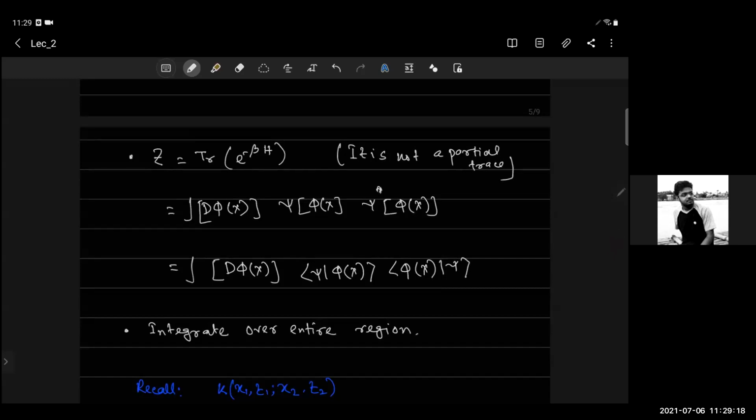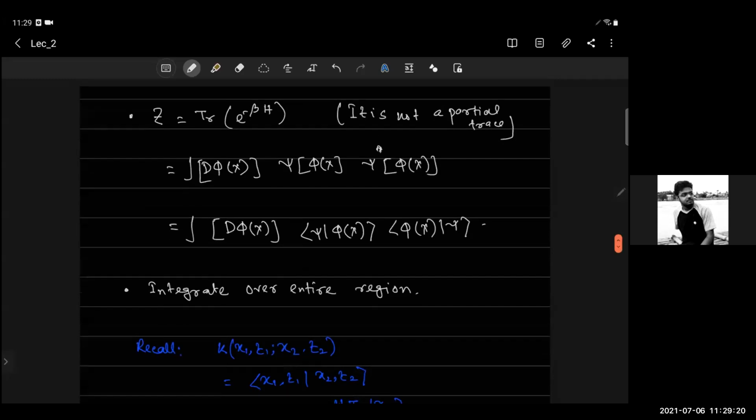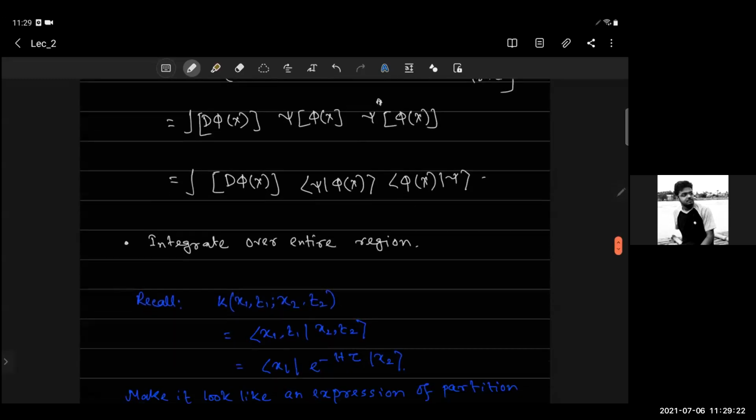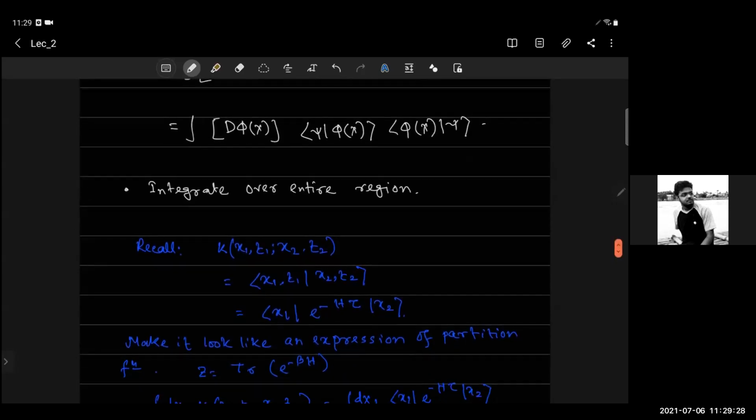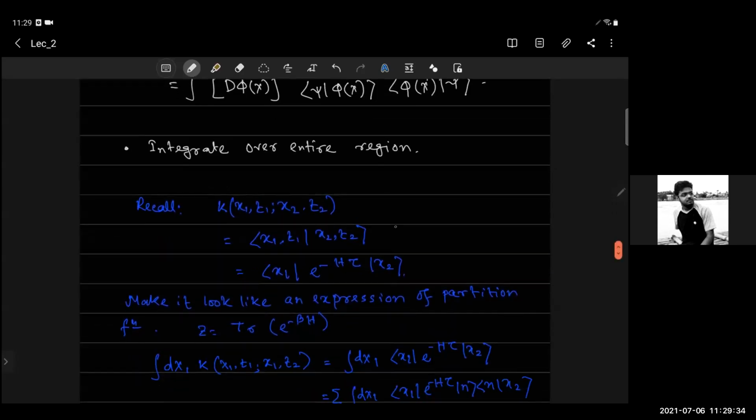But if you are not familiar with this expression, you can go back and recall path integral quantum mechanics, where you derive the partition function in the quantum mechanical way. So you remember the overlap kernel K(x1, t1; x2, t2), which is defined in the following way. Now you Wick rotate t1 and t2 and make it Euclidean time.